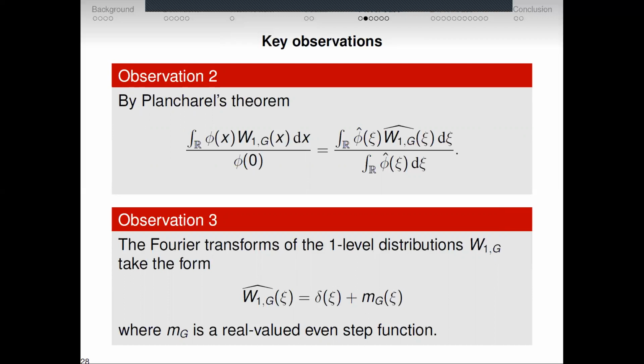They take the form of delta plus some kernel, where the kernel M is a real valued even step function. Again, much, much nicer than the original distributions, which are just products of sine and 1/x terms.